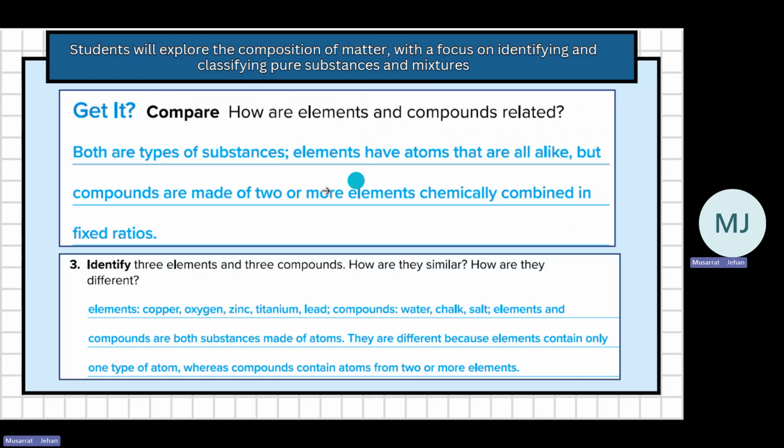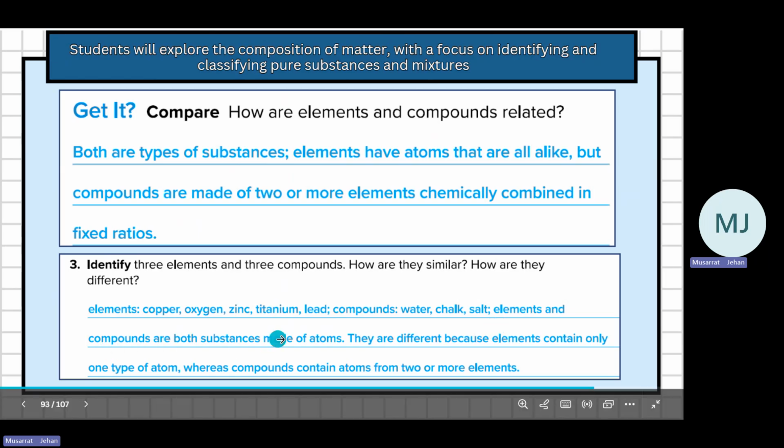How are elements and compounds related? Both are types of substances. Elements have atoms that are all alike, but compounds are made up of two or more elements chemically combined in a fixed ratio. Three elements and three compounds. You have to give examples. So here they say copper, oxygen, zinc, titanium, lead, they are elements. Water, chalk, salt, they are compounds.